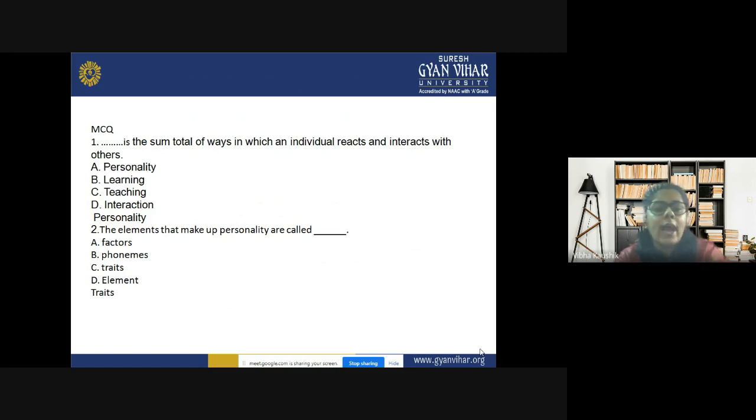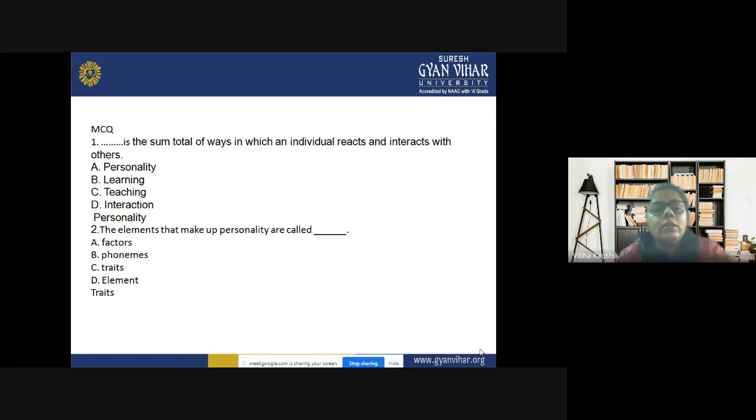Now the first question: dash is the sum total of ways in which an individual reacts and interacts with people. The sum total of ways, the methods in which an individual is reacting and interacting with other human beings. The options are A, personality, B, learning, C, teaching, or D, interaction. So these are the options, students. Now you have to select the correct answer on the basis of the given choices. And the correct answer will be option A, that is personality.